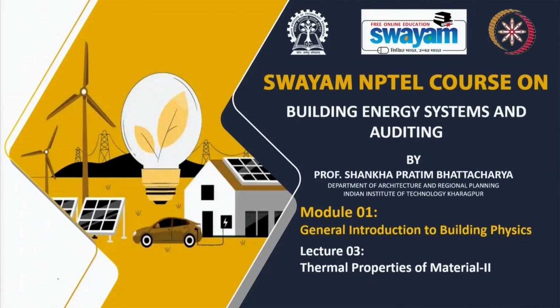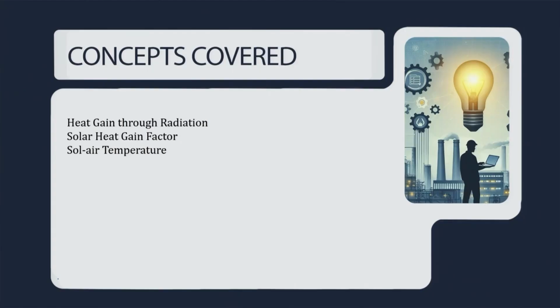So, welcome to the third lecture, and this is the continuation of the second lecture, thermal properties of the material part 2. We will discuss three things in this particular lecture. One is the heat gain through radiation. If you remember, in the last lecture we discussed conduction, and we will also discuss the solar heat gain factor, and also the solar temperature.